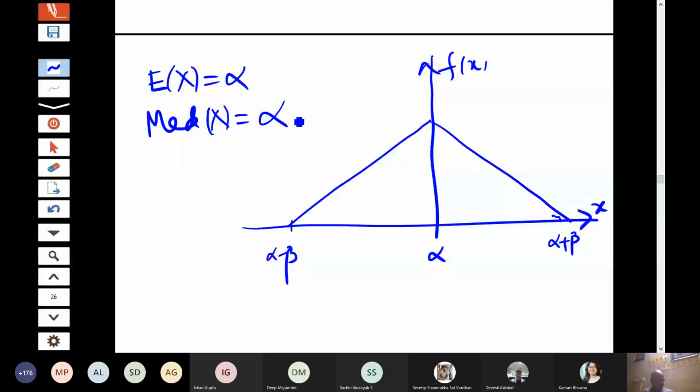What about the variance? What is the variance?